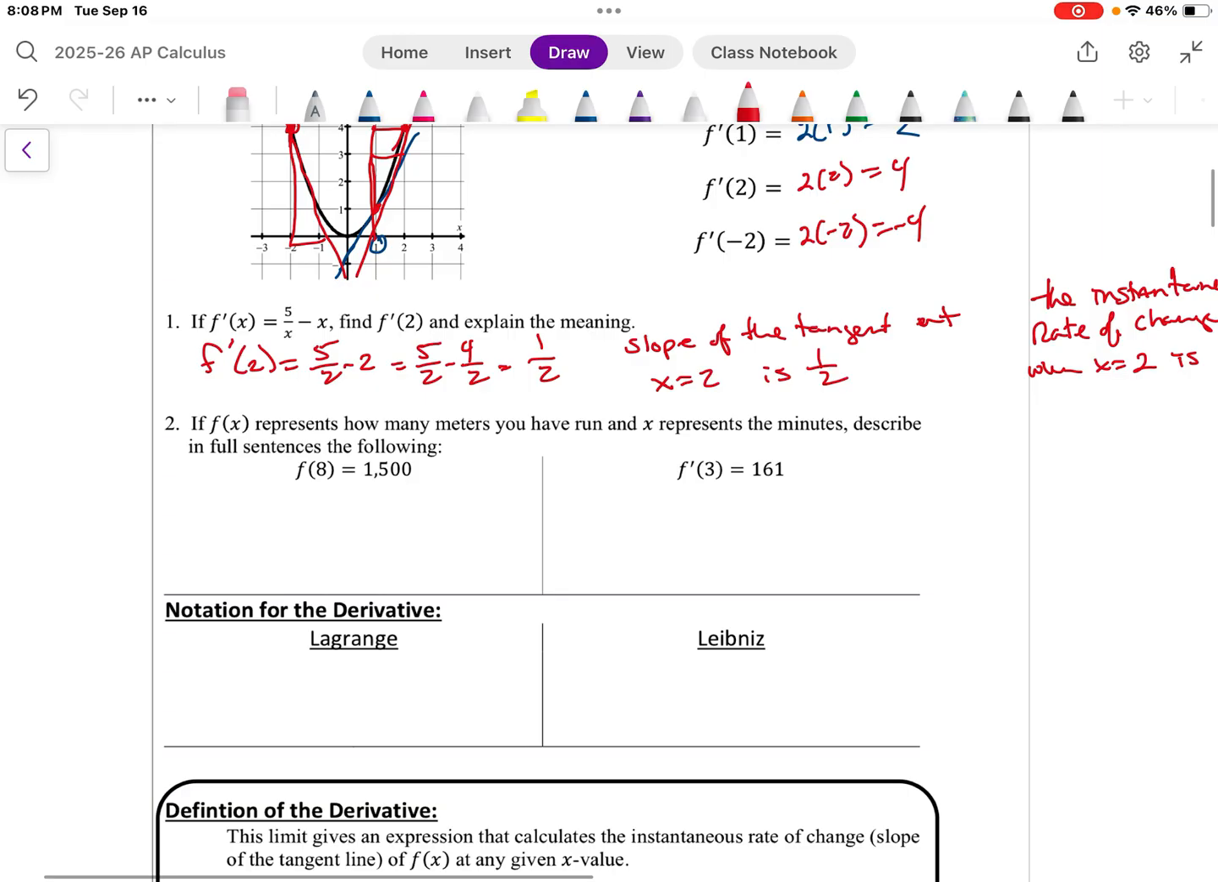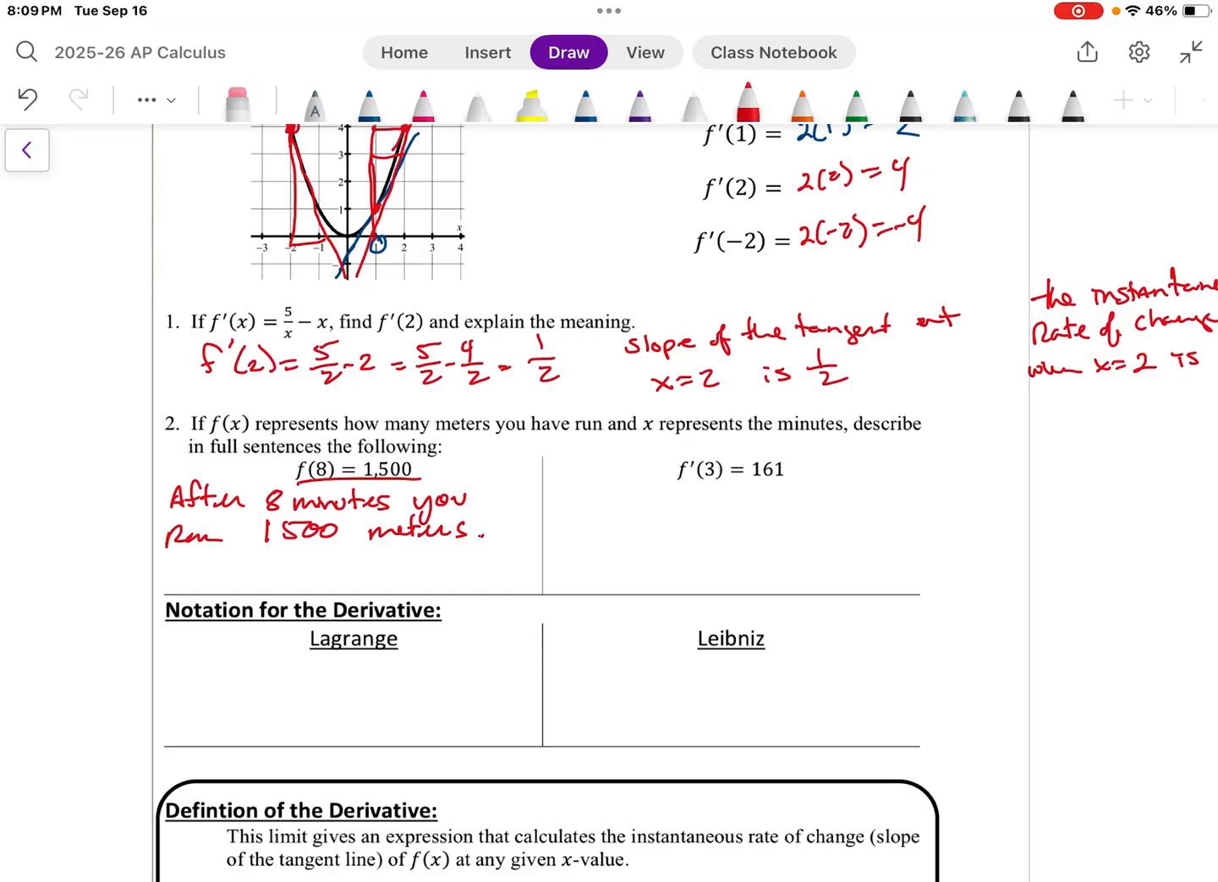Number 2 says if f of x represents how many meters you have run and x represents the number of minutes, describe the meaning of the following things. This is what we've been doing in most of the math we've done so far in our schooling. We're basically saying that after 8 minutes, because they told us x represents minutes, you ran 1,500 meters. That is what the interpretation would be in a sentence.